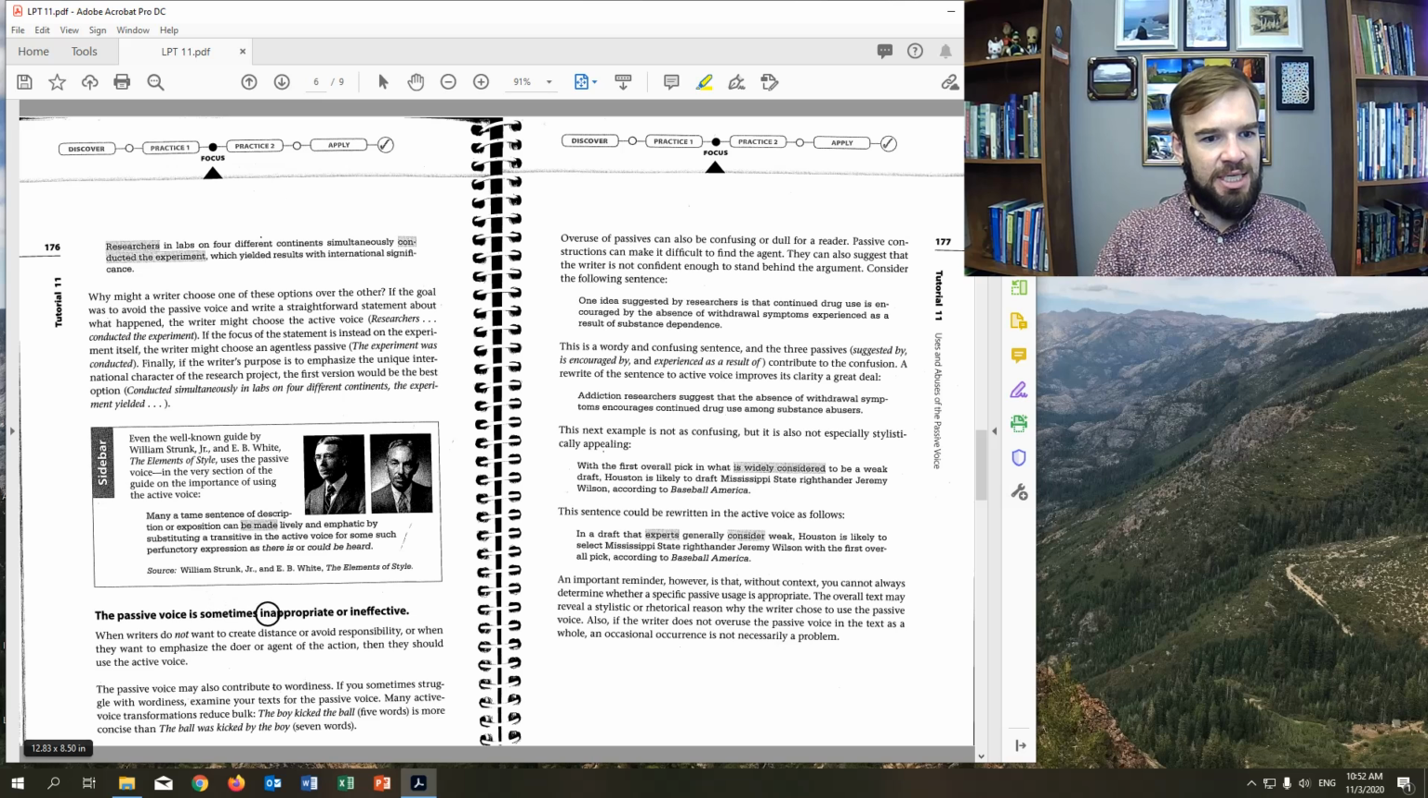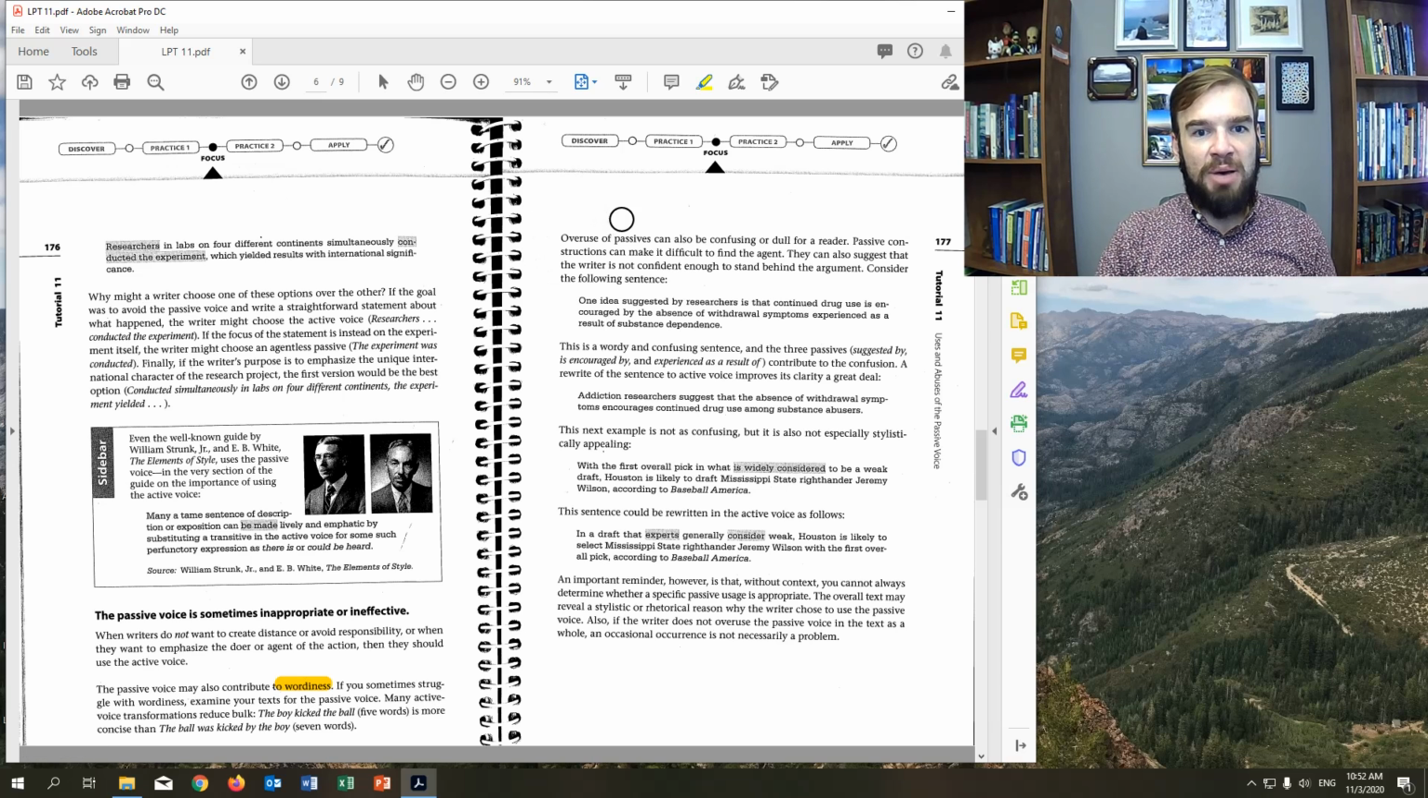Now, the passive voice is sometimes inappropriate or ineffective. So when writers do not want to create distance or avoid responsibility, or when they want to emphasize the doer or agent of an action, then they really should use the active voice. The passive voice may also contribute to wordiness. So if you sometimes struggle with wordiness, examine your texts for the passive voice. Many active voice transformations reduce bulk. The boy kicked the ball, 5 words, is more concise than the ball was kicked by the boy, 7 words.